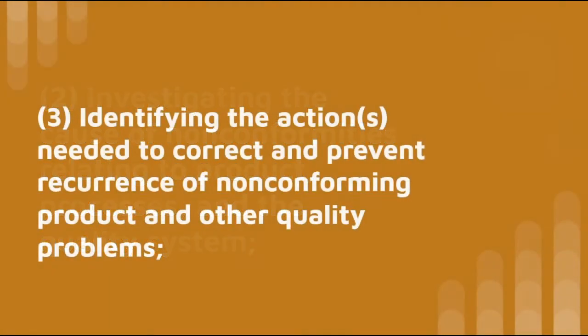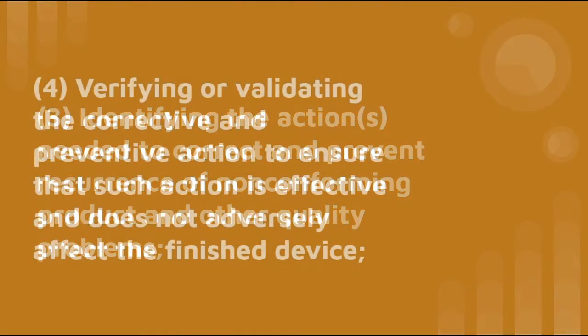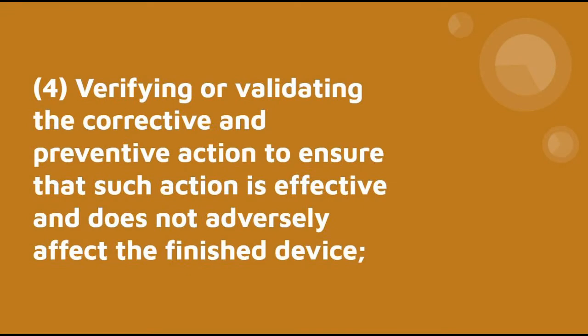For subsection 3, we must be able to identify the action or actions that are necessary to correct and prevent reoccurrence of non-conforming products or other quality problems that may occur. Each manufacturer should verify the corrective and preventive action to ensure that such action is effective and does not adversely affect the finished device. The manufacturer should determine the root cause of non-conformities while ensuring the corrective actions are implemented and effective.